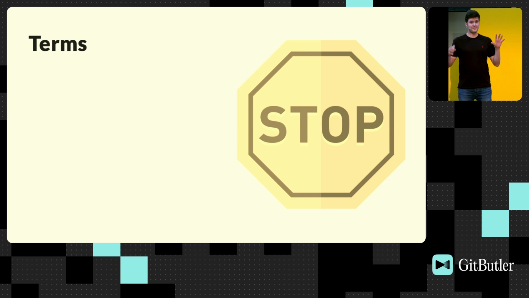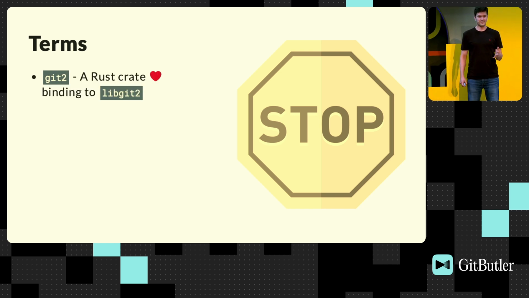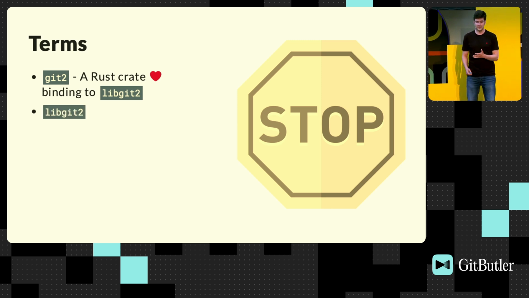All right, but after the previous talks, I think it's really important to stop here and discuss terms. Because there's so much about Git. Like there's Git2, which is the Rust crate that is the binding to libgit2. And libgit2, Ed, where's he? Okay, needs no introduction. Thank you, libgit2, for everything.